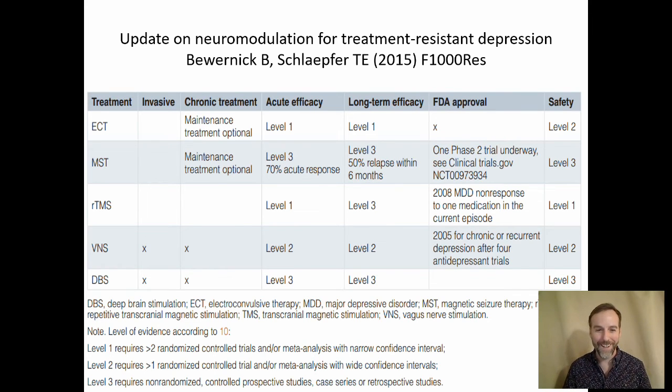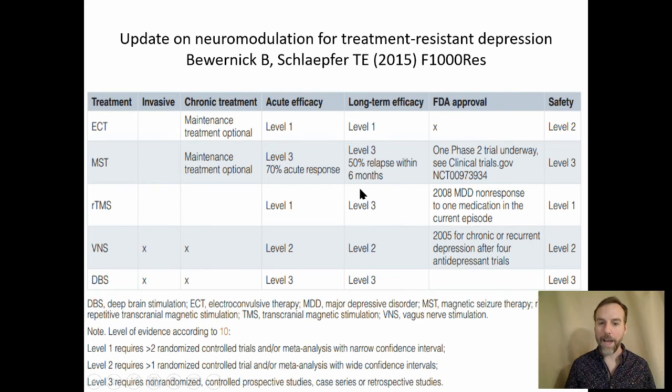research support. Now, it's not super high support because it requires greater than 2 randomized control trials and/or meta-analyses with narrow confidence intervals. So you'd have to read the study. I can't remember, are there just 3 trials or are there 300 trials? Actually for depression and TMS, I know that there are definitely a few trials that have been done with hundreds if not thousands of participants, so pretty good evidence.